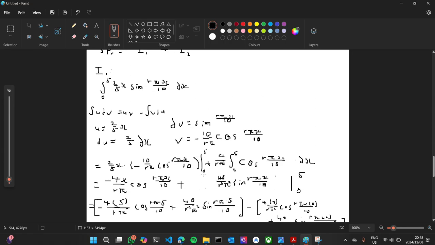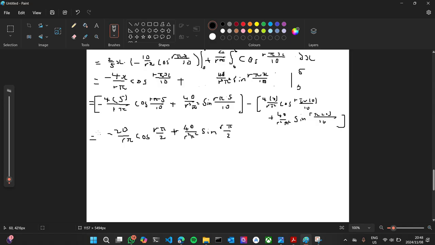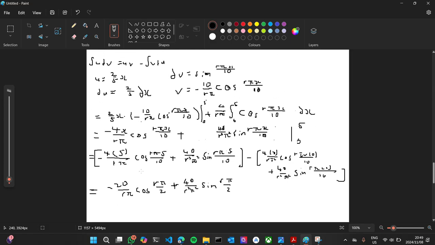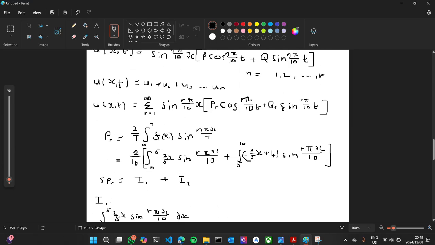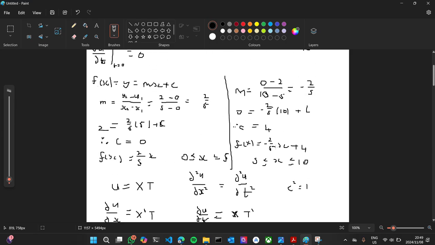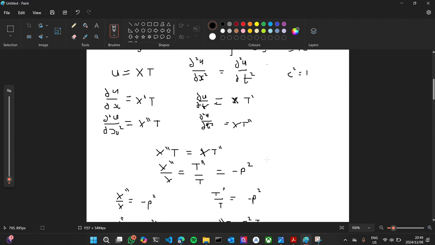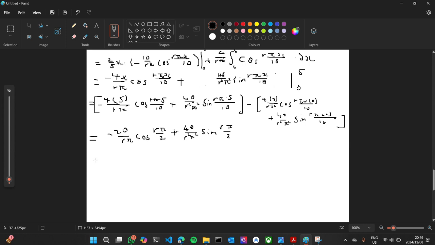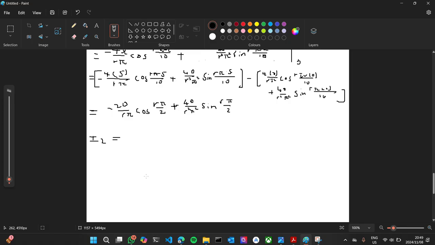I think I should actually just skip that. You should know how to. If you literally just follow this exact same process, except f of x will now become this function here, and you'll just evaluate that over 0 and 5. So I'm just going to write what that answer is. I2 is equal to, I've got it here somewhere.